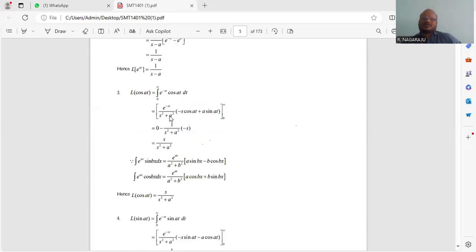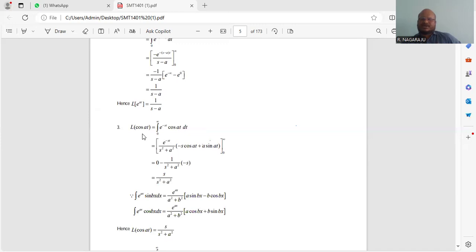Now the third problem asks to find L of cos at. Here, in the place of f of t, they gave cos at. So here we use the formula for cos at, that is e power minus st and cos at. You know the formula for the integral of e power at into cos at. It is an intermediate formula; in intermediate we have this formula: e power minus st by s square plus a square, into minus s cos at plus a sin at.